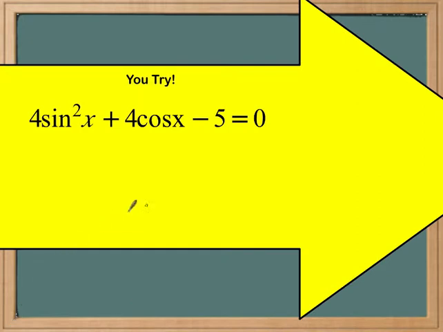Alright, I want you to once again go ahead, hit the pause key, and try this one out. 4 sine squared of x plus 4 cosine of x minus 5 is equal to 0. You're using trig identities here, and you should notice right away we've got an issue because there's no GCF amongst all three terms, and I'm dealing with a sine and a cosine. So you're going to want to do a trig substitution using an identity, and then factor to solve. Please hit the pause key now and come back when most students are ready.